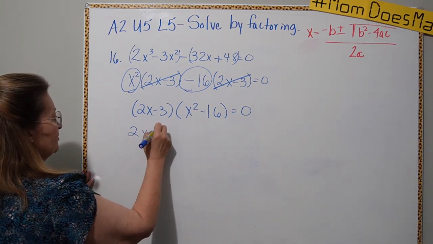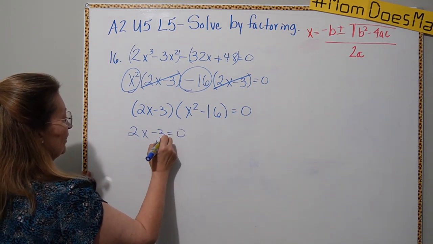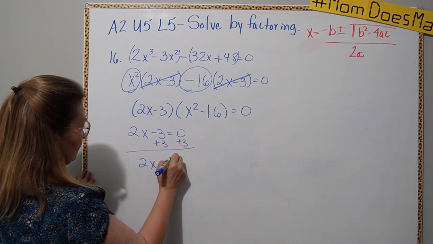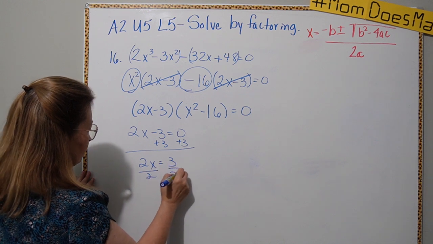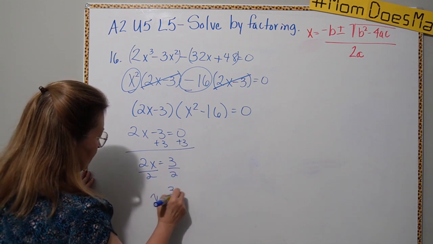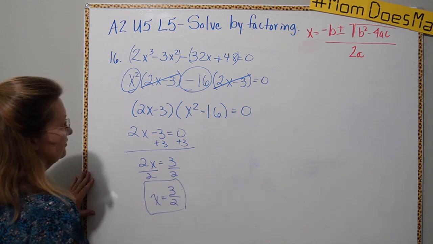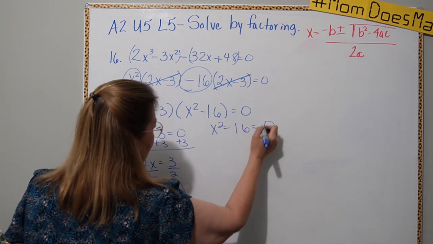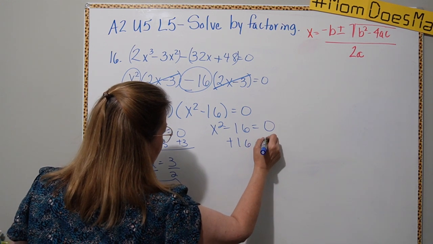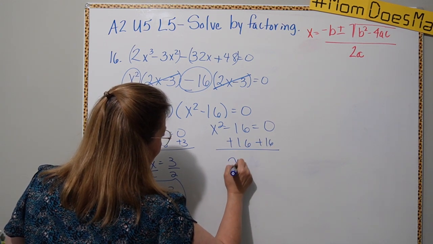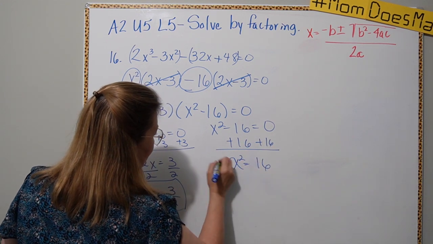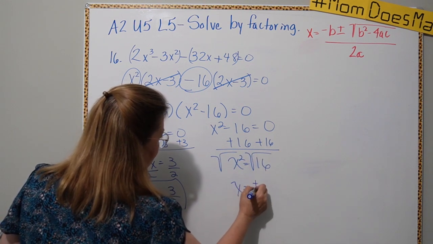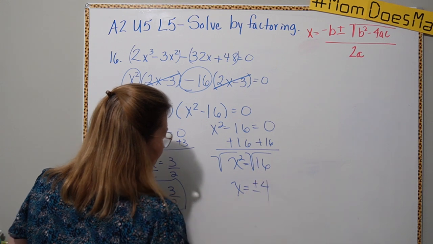So let's do 2x minus 3 equals 0. We're going to add 3 to each side. So now I have 2x is equal to 3. Divide by 2. So x is 3/2. First answer. Now when I do x squared minus 16, I'm going to add 16 to each side. So I have x squared is equal to 16. Take the square root of each side. So I have x is equal to plus or minus, the square root of 16 is 4.